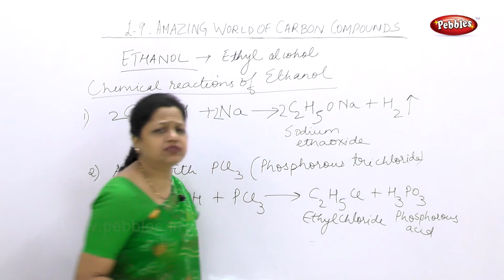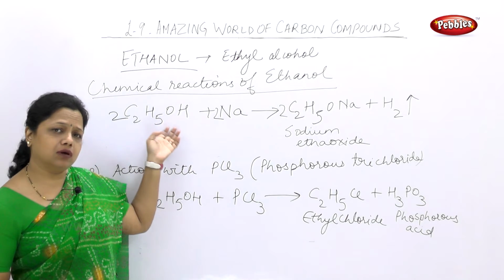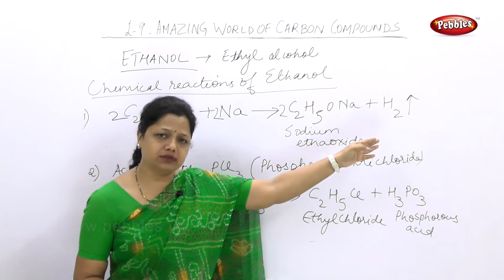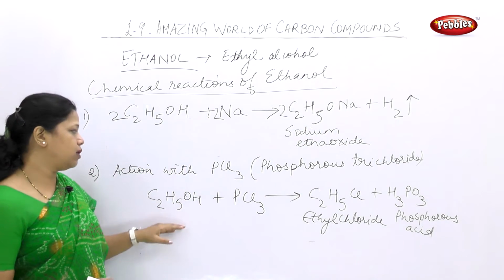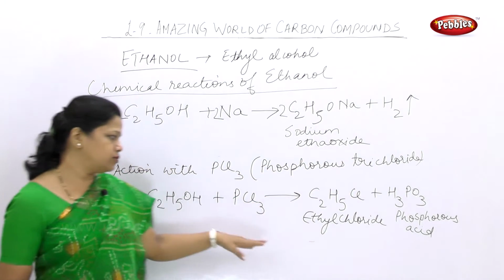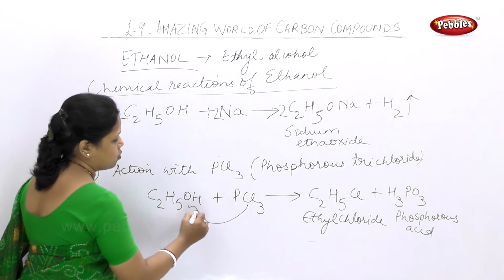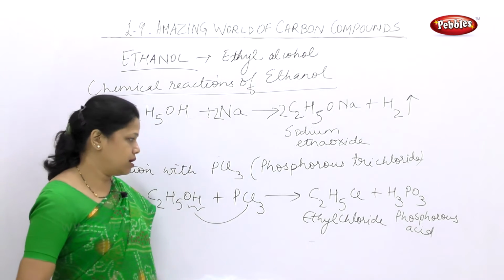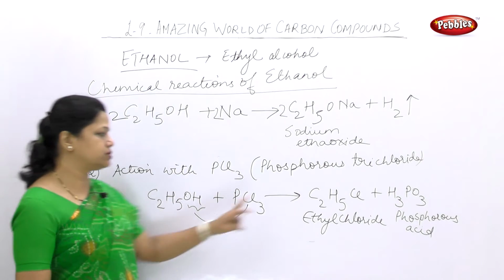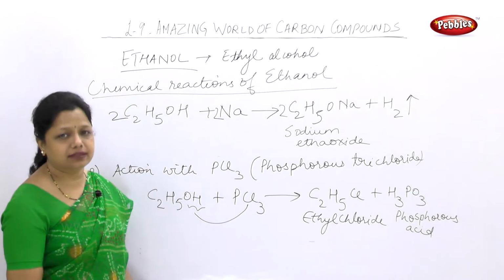These are the two reactions which are commonly used with alcohol. First one was alcohol reacting with sodium. It forms sodium ethoxide and hydrogen which is released. Secondly, alcohol reacts with PCl3, that is phosphorus trichloride, and it forms the product ethyl chloride. Now this Cl is replacing the whole OH group, and C2H5OH becomes C2H5Cl plus H3PO3, that is phosphorus acid.